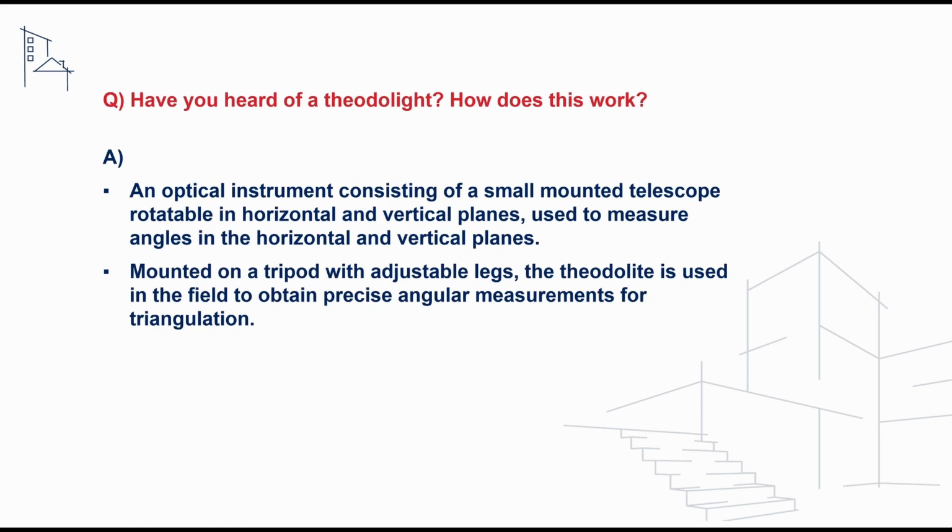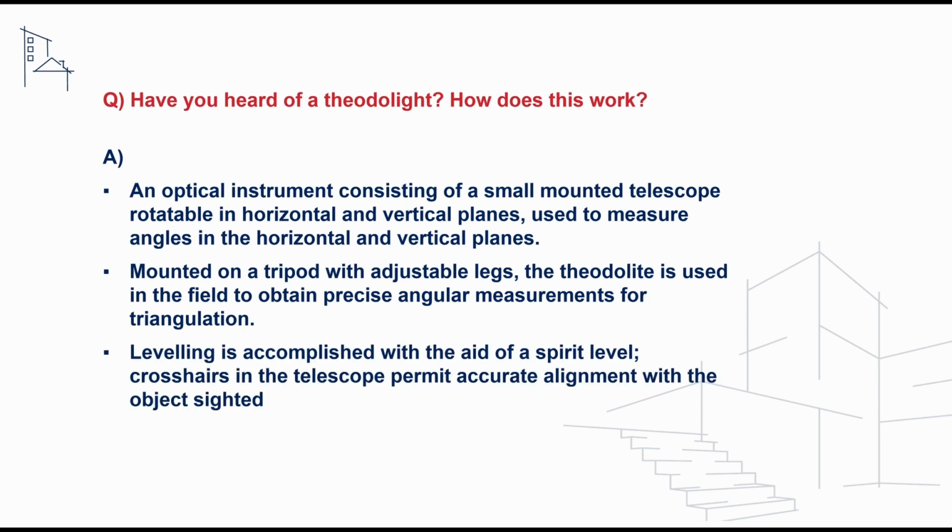The telescope is mounted on a tripod with adjustable legs, and the theodolite is then used in the field to obtain precise angular measurements for triangulation, and levelling can also be accomplished with the aid of a spirit level, using crosshairs in the telescope, and this would permit accurate alignment with the objective being sighted.